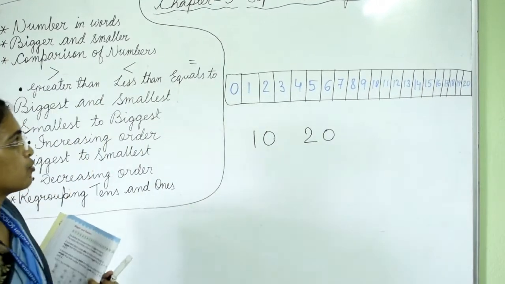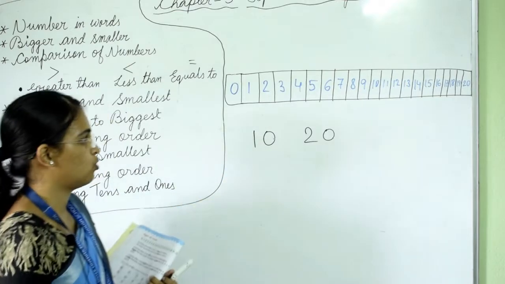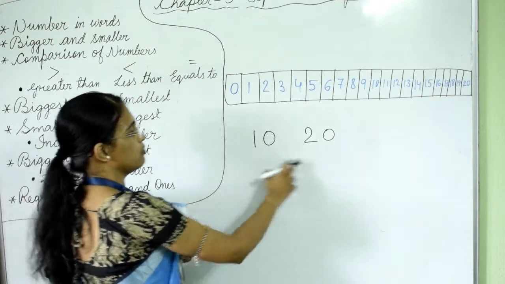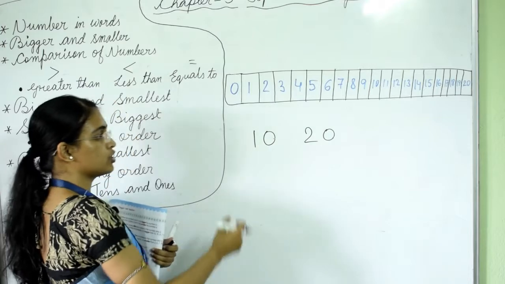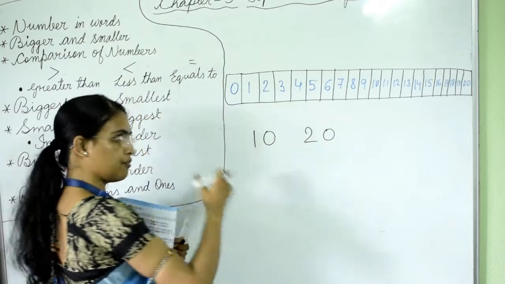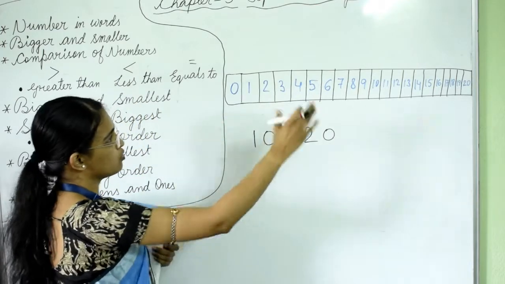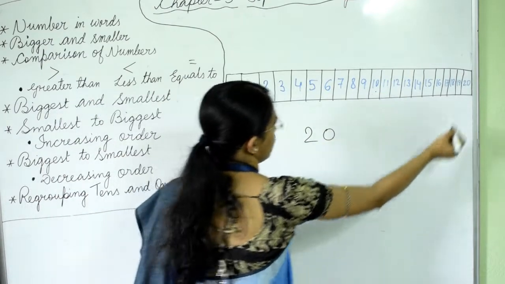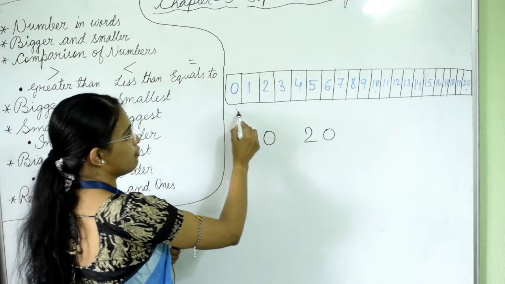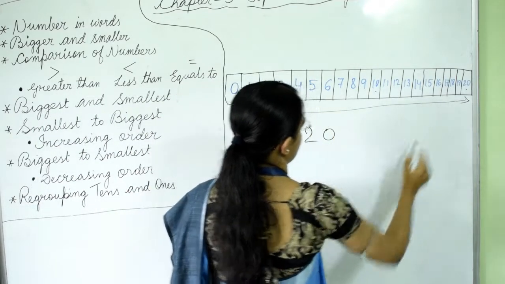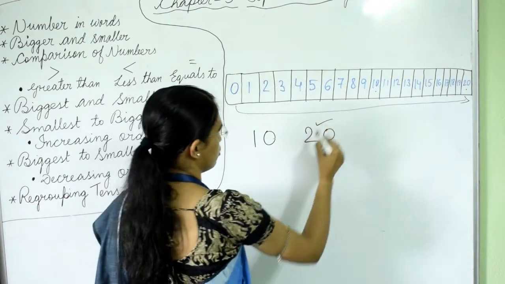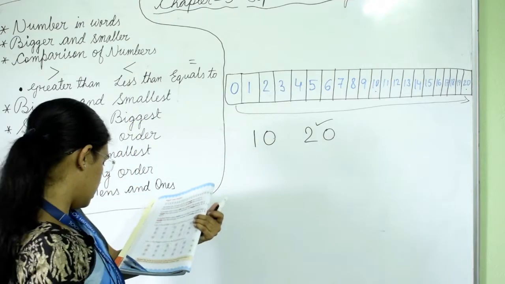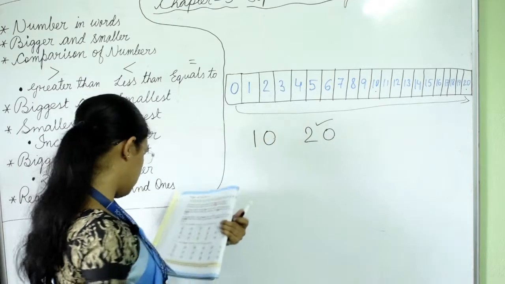So bigger number means which are far away from 0. There are two numbers, 10 and 20. Among these two numbers, which is far away from 0? 10 or 20? 10 is here and 20 is here. So which one is far away from 0? 20. So the bigger number is 20. Okay? And tick on the bigger number.